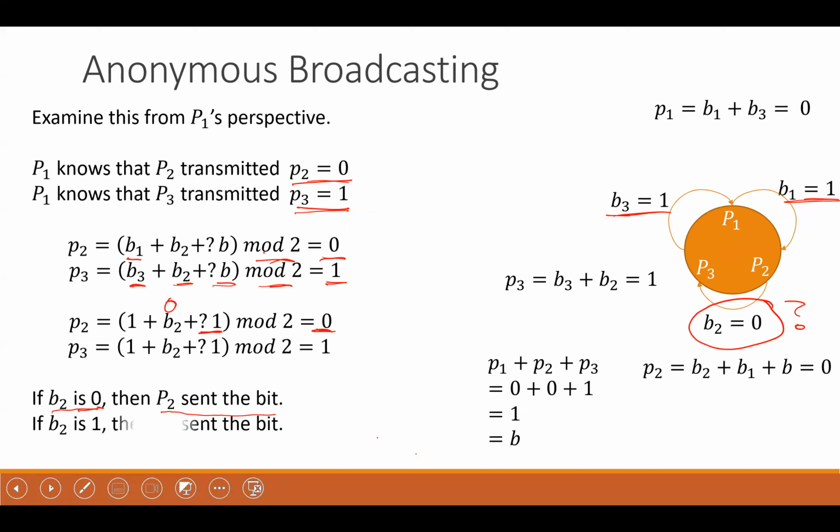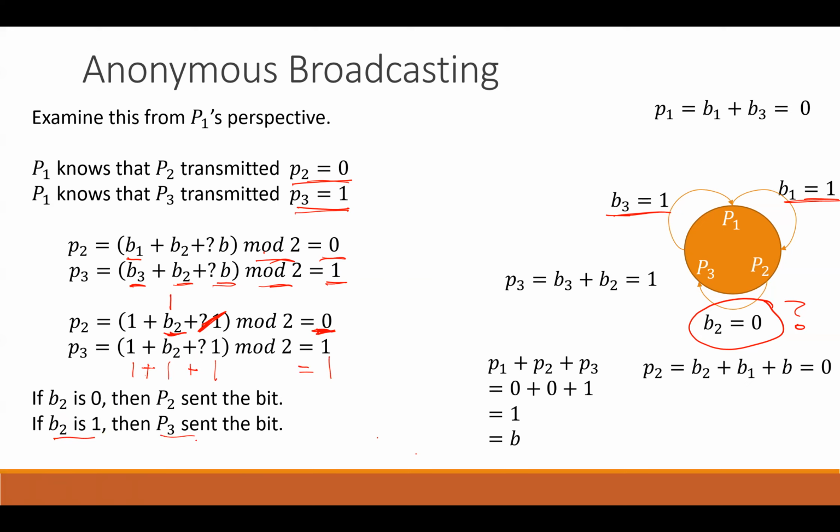On the other hand, if B2 was a 1, then if this was a 1, 1 plus 1, that means that could not have been a 1 because the result is 0. So that means P3 had 1 plus 1 plus 1, mod 2 is equal to 1. So if B2 was equal to 1, then P3 sent the bit, right?